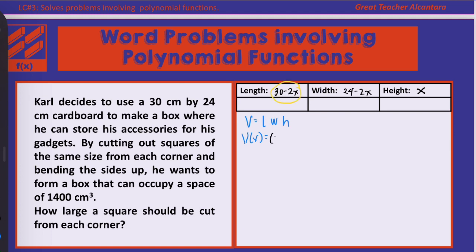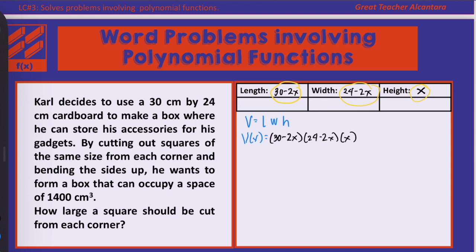So let's write that, 30 minus 2x. Substitute lang. Next, your width is 24 minus 2x. And then lastly, you will have your height, which is x. You'll simply substitute all those things here. You now have your volume function.